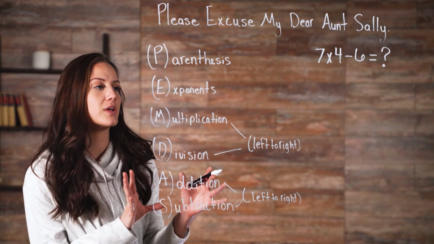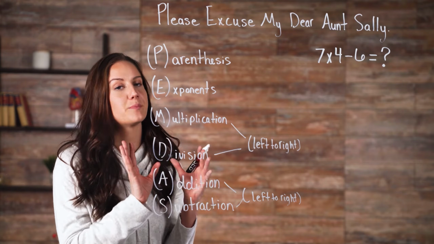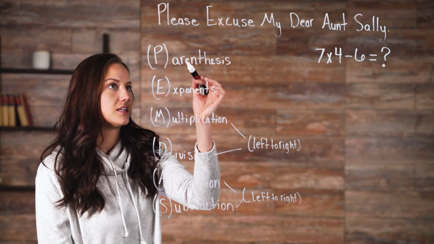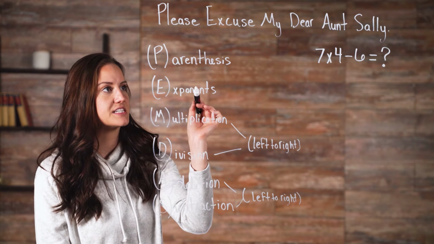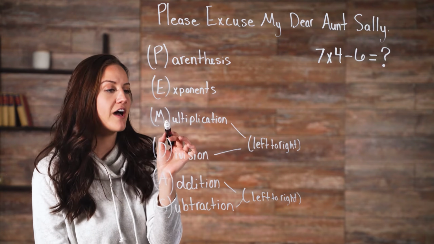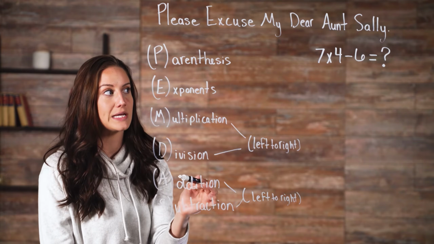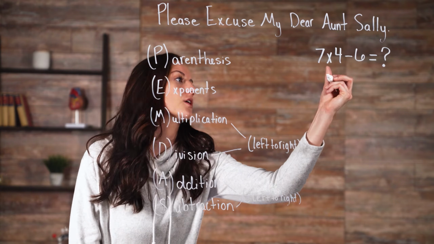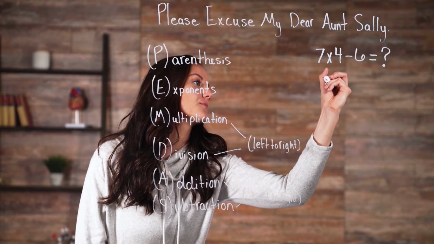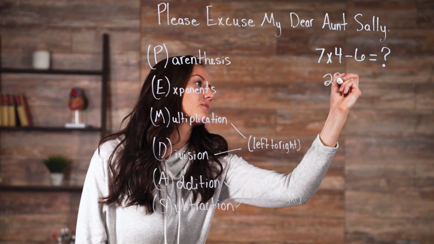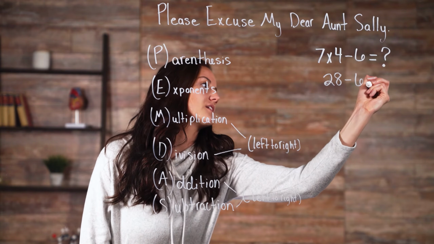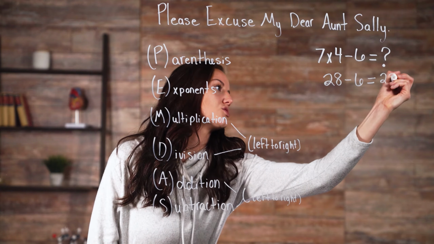Okay, so now that we know the order of operations, let's apply it to our problem that we have here and solve. So let's kind of go down our list. We don't have parentheses and we don't have exponents, but we do have multiplication. So we do that before we do any addition and subtraction. So let's go ahead and multiply 7 times 4. That gives us 28. And now we're subtracting 6, which gives us 22.